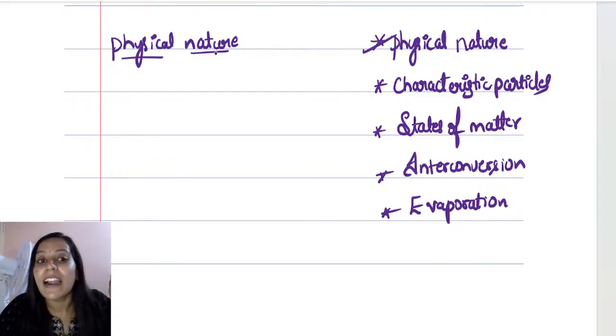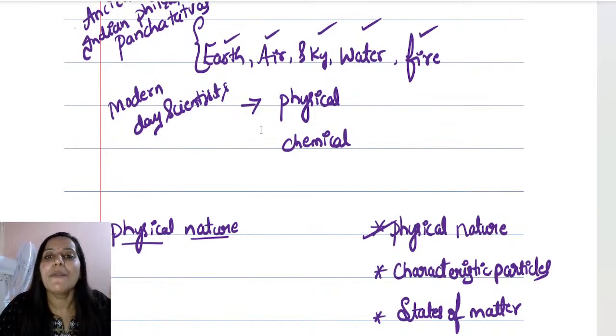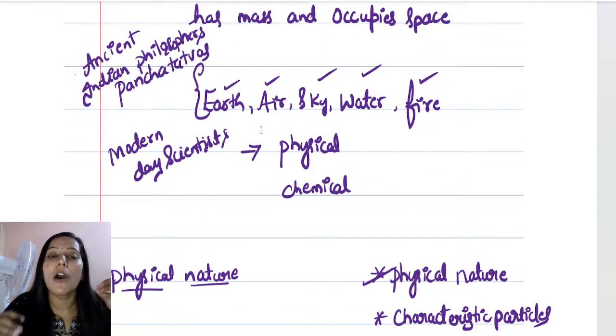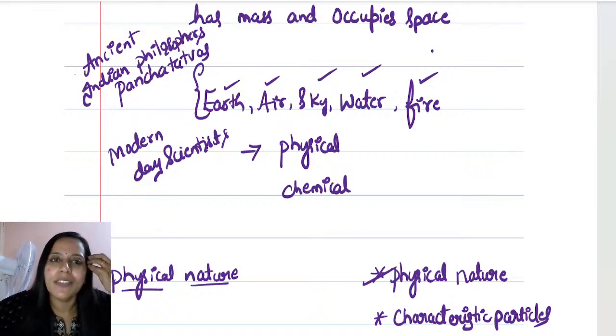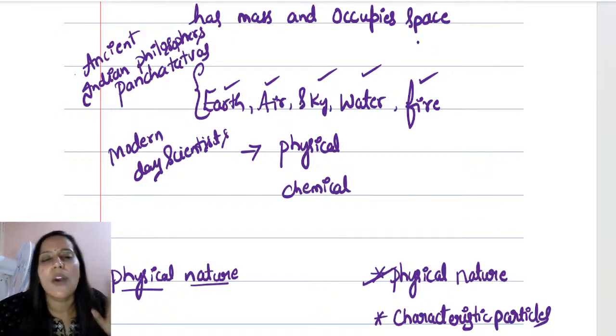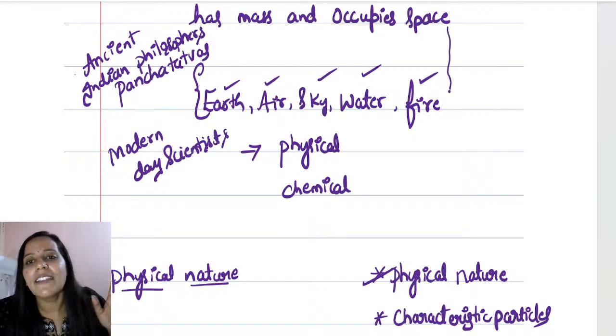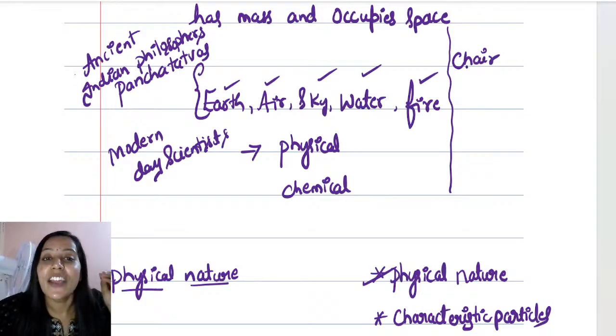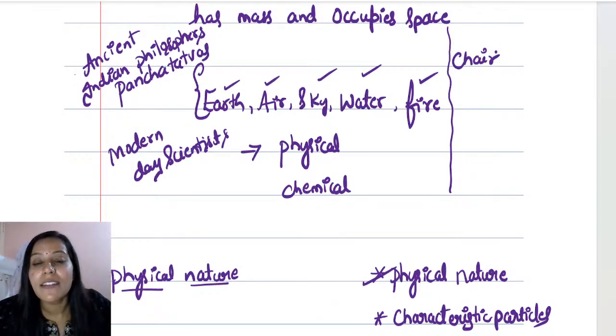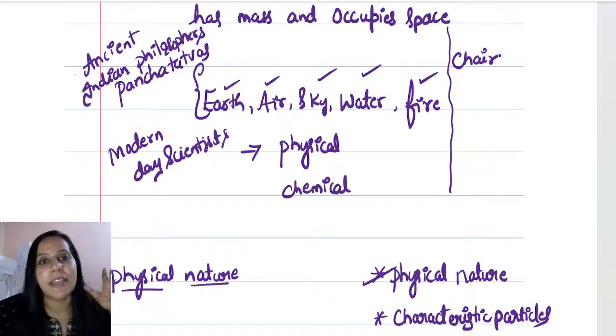Before starting the physical nature of matter, I would like to give the conclusion about certain types of matter. You just think in your mind whether they are matter or not. I will write some examples here. If I write chair, can I consider the chair as matter? Definitely yes. Why? Because a chair has mass and also occupies some space.